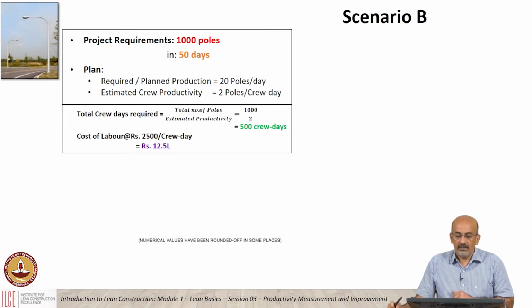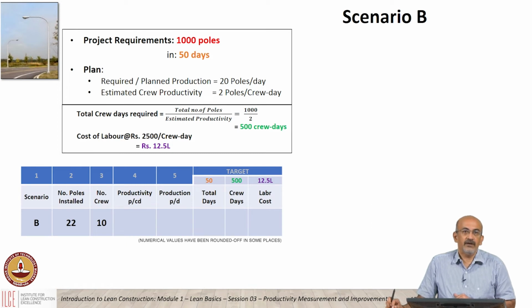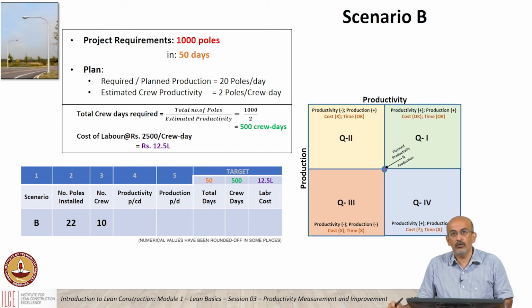If we now go to scenario B, slightly different numbers. Now 10 crew installed 22 poles in that day. This is an independent scenario. Instead of scenario A, now we have scenario B. My productivity is 2.2 and my production is 22. Which quadrant would it be in? First quadrant. Quadrant 1.